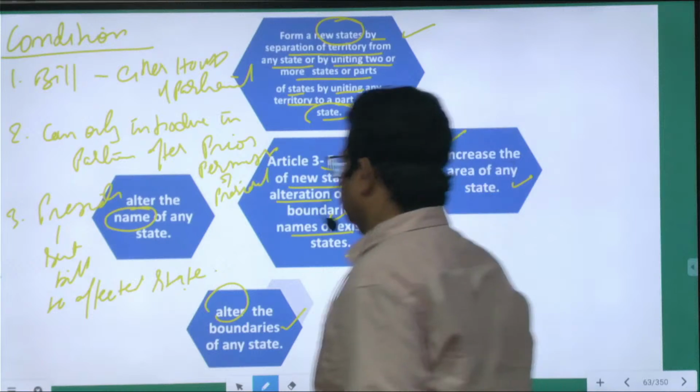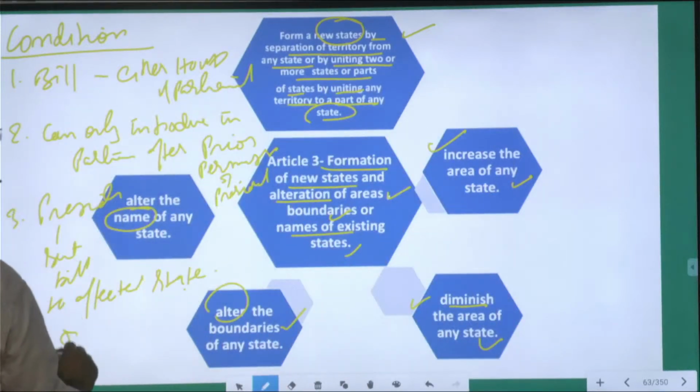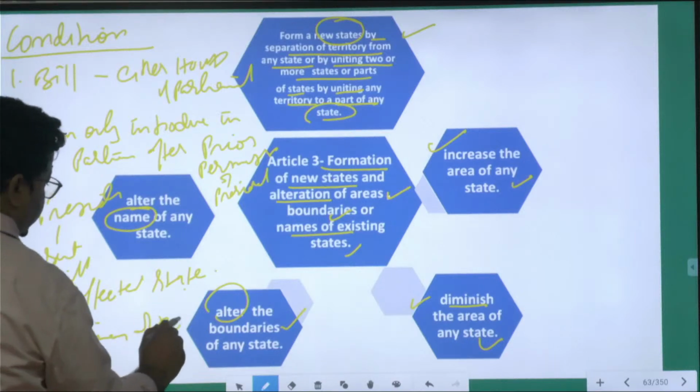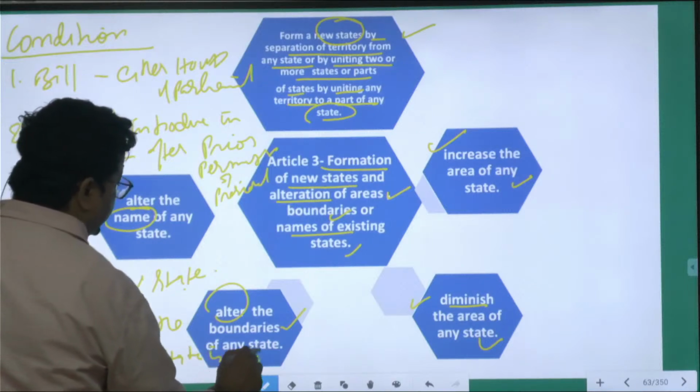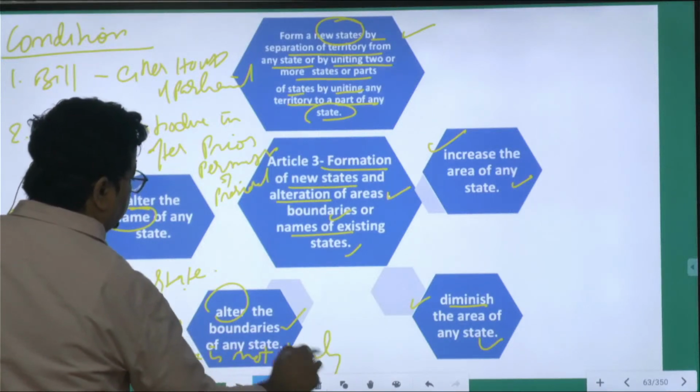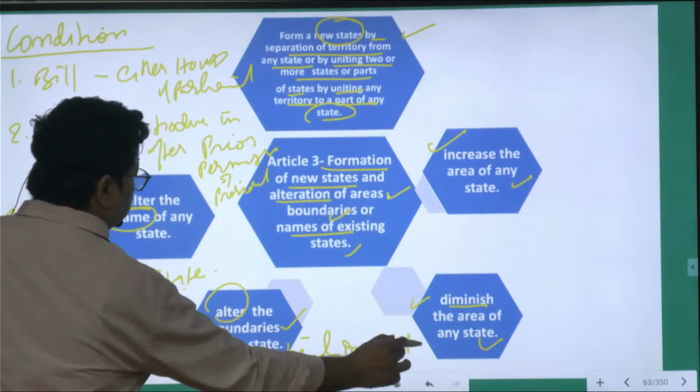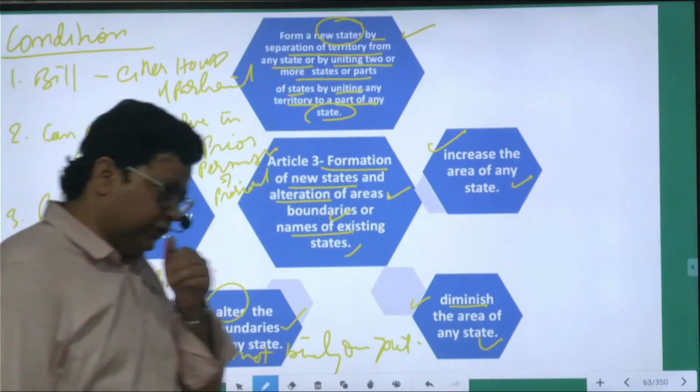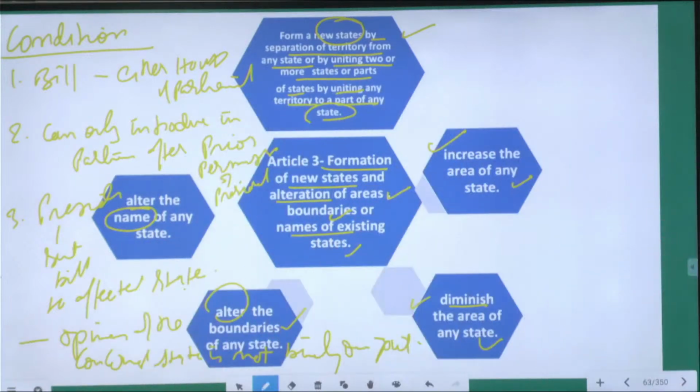No. The opinion of the concerned state is not binding on the government. What does it mean? It means whether they agree or not, their boundaries or their areas will be diminished. Just to inform them, it is a duty. Is it clear? This is Article 3. Any doubt?